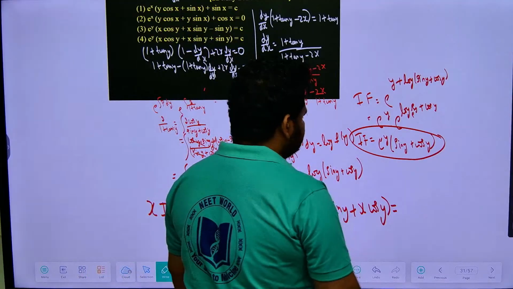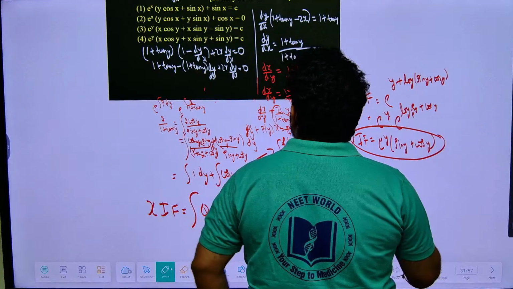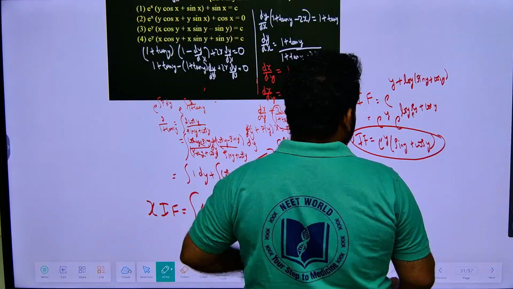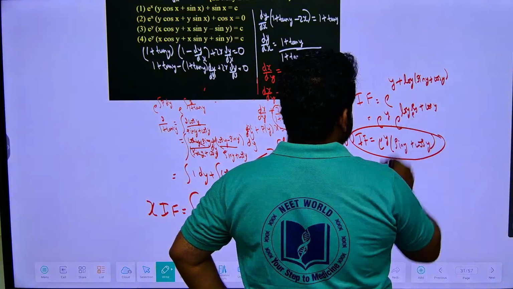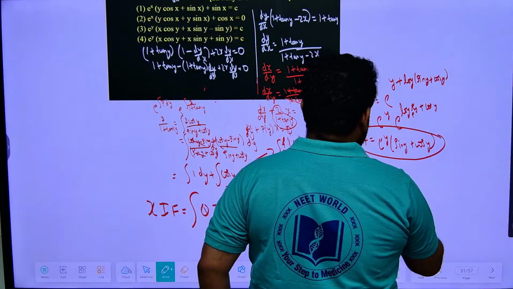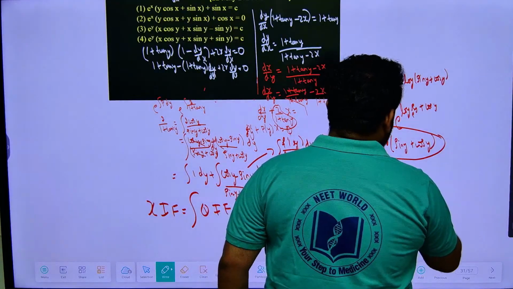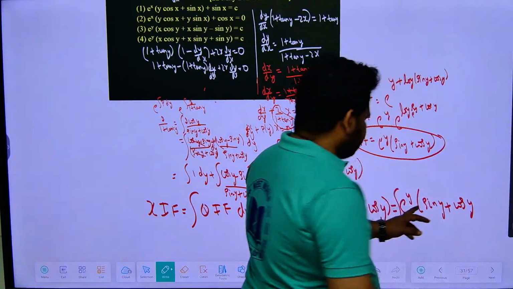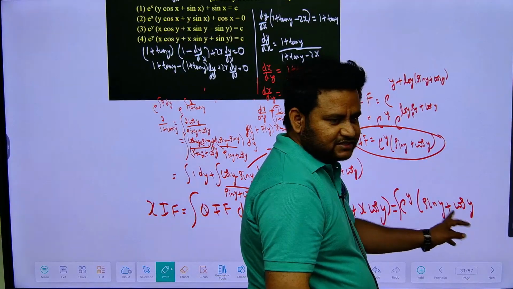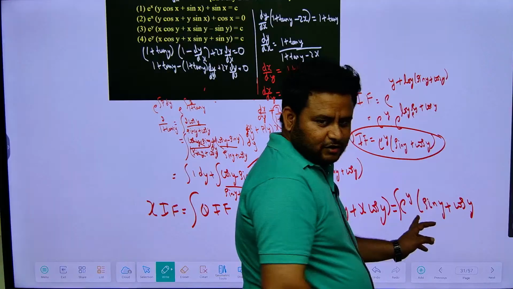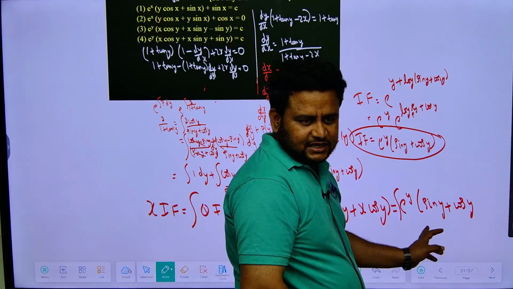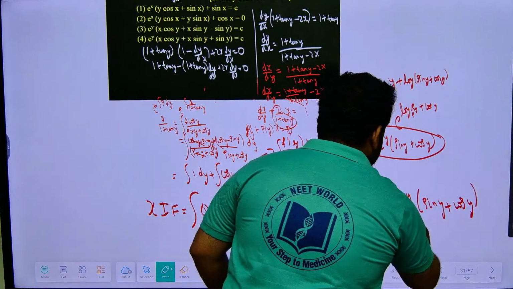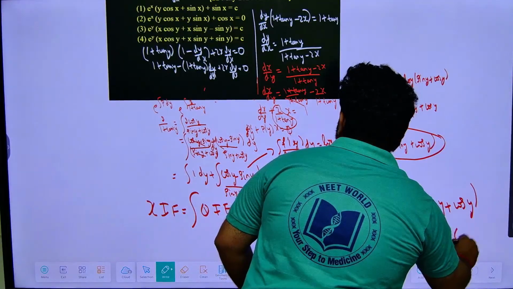The integral of e power y into sin y plus cos y, correct? It is e power y into f of y plus f dash of y, and its integral is e power f of y plus c. That will give me e power y sin y plus c.